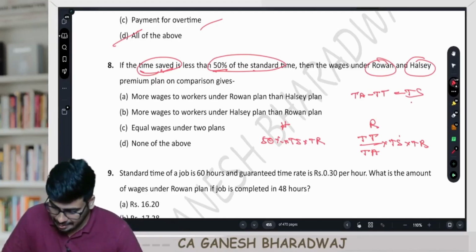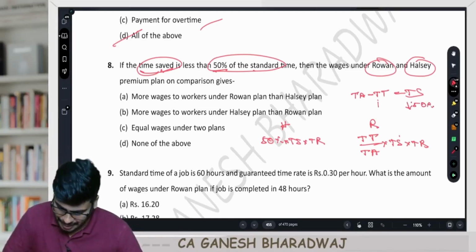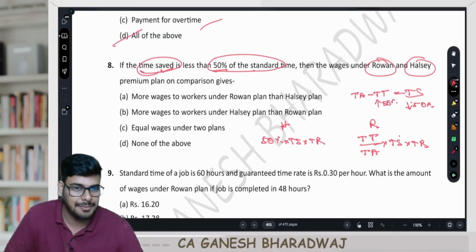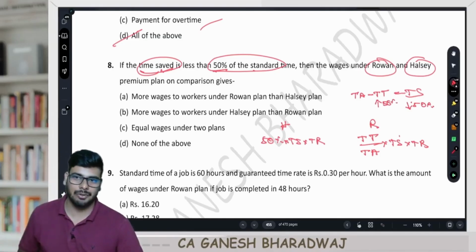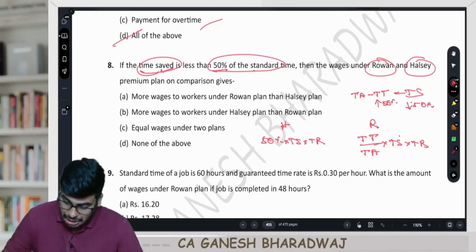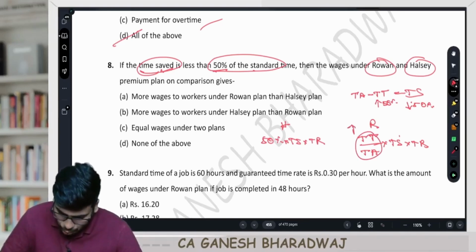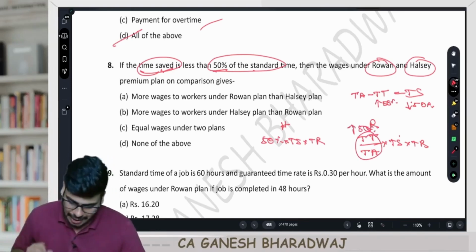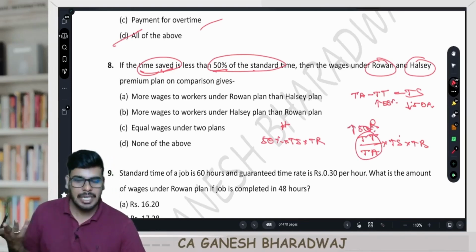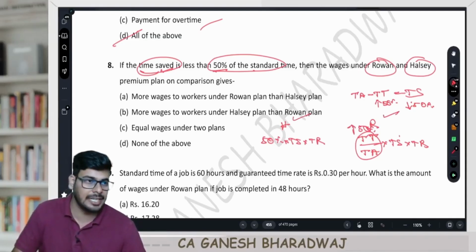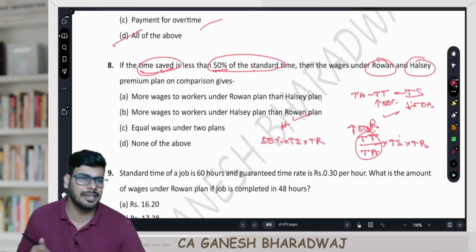So if my time saved is less than 50%, why is it so? Because my time taken was more than 50%, right? Guys, are you clear with this? So if my time taken is more than 50%, then tell me, will Rowan give higher or Halsey give higher?